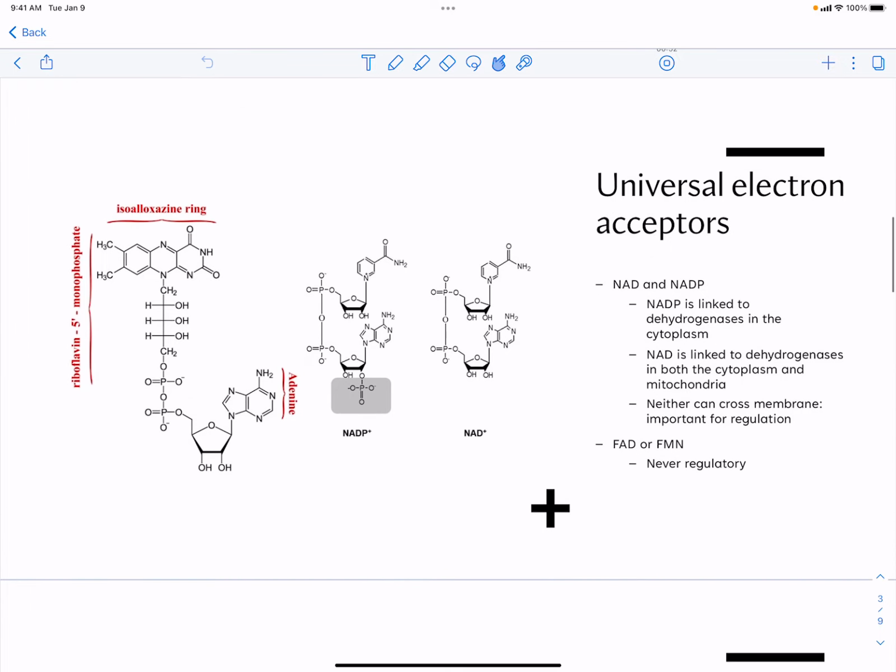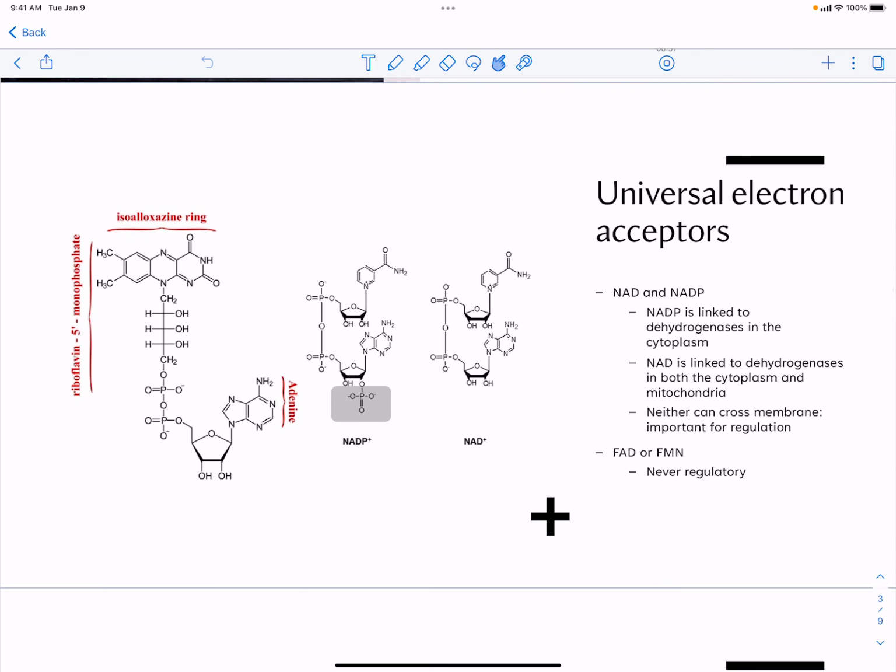Now we're first going to talk about the different parts of the electron transport chain. And so we have to consider acceptors of electrons. Some of the acceptors of electrons that we've talked about are NAD and NADP, as well as our flavoproteins, FAD and FMN. NADP is going to be linked to dehydrogenases in the cytoplasm, and NAD is going to be linked to dehydrogenases in both the cytoplasm as well as the mitochondria.